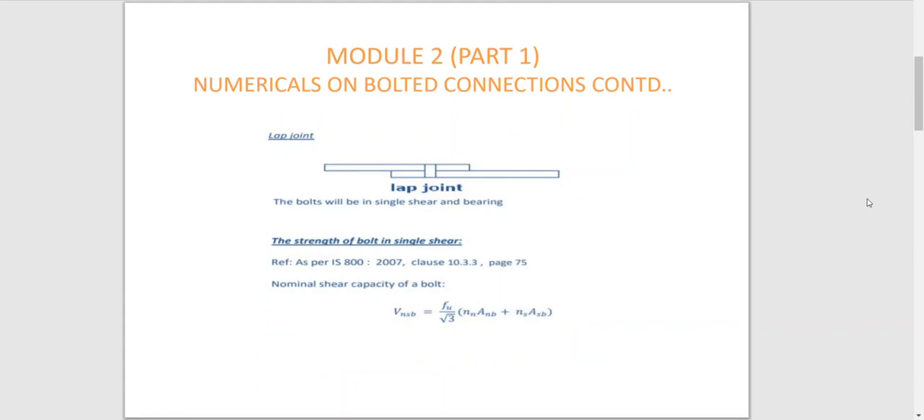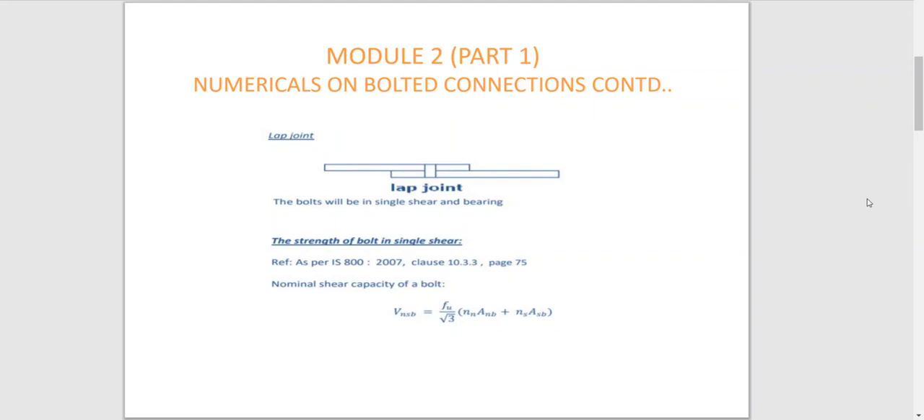The first diagram I have shown here is a lap joint, simple, with one plate over the other. The size of the plate is also given. So it is a lap joint, and the bolts will be in single shear and bearing. First we will calculate the bolt value. For that, the first step is to calculate the strength of bolt in single shear.